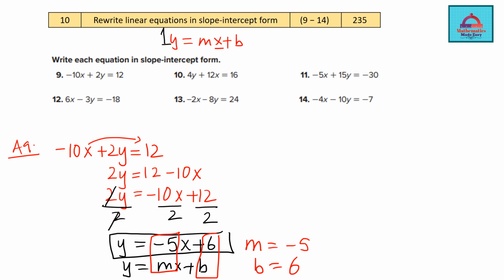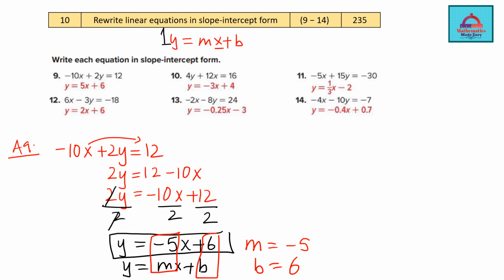Similarly, you can convert the remaining equation into slope-intercept form, and the answer would come out to be this one. And here there is one sign change that we have to do. Minus 10 will go here, it will become plus. So this is plus 5 and plus here.